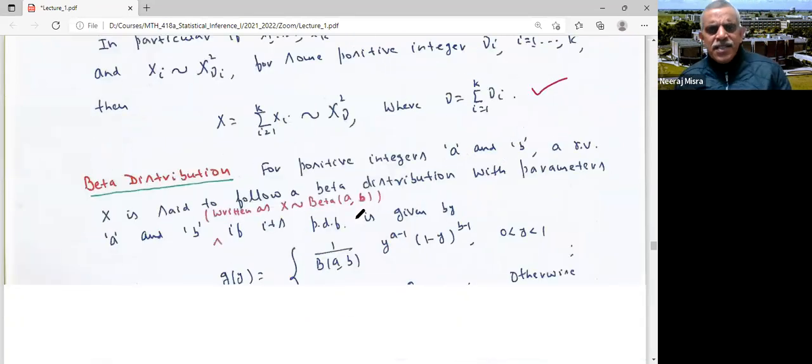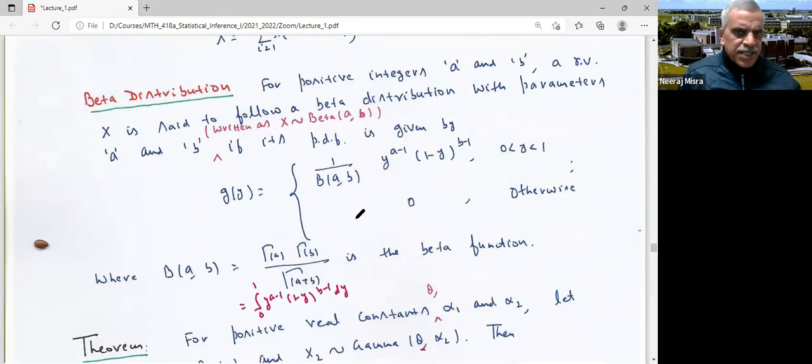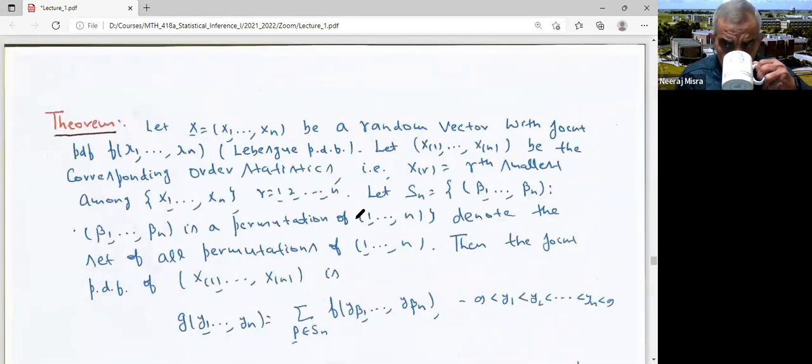Okay, now let's talk a little bit about the order statistics. Suppose I have a random vector X, which is X1, X2, ..., Xn, and suppose its joint PDF is f of x. That means X1, X2, ..., Xn need not even be independent. Forget about this being a random sample. They have a joint PDF, f of x1, x2, ..., xn.